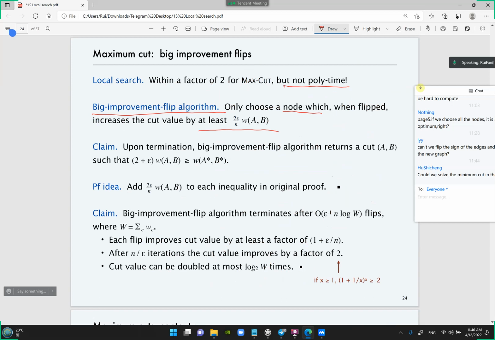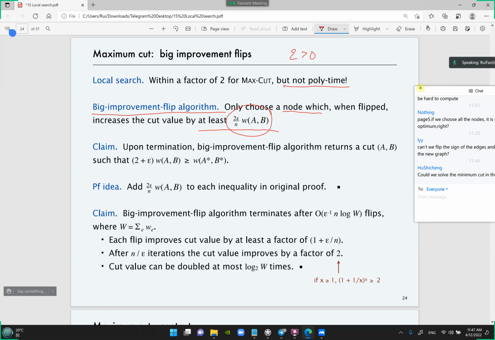I will only flip a node when I can improve my solution by a large amount. Now how large should I make this improvement? What I'm going to do is choose an epsilon parameter over here. Epsilon can be any positive value. And I'm going to insist that my node can improve my cut by at least 2 epsilon divided by n times the current weight of the cut, the size of the current cut. So if my current cut is like 100 and epsilon is, let's say, 1%, then I want to improve by at least 2, or well, actually 2 divided by n.